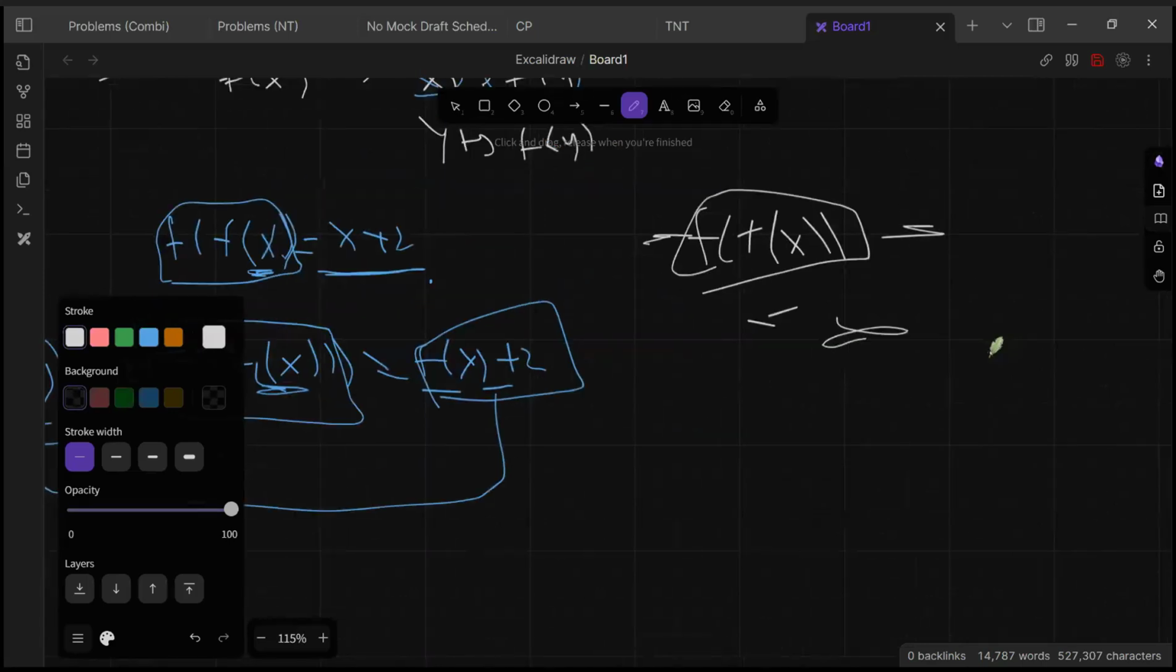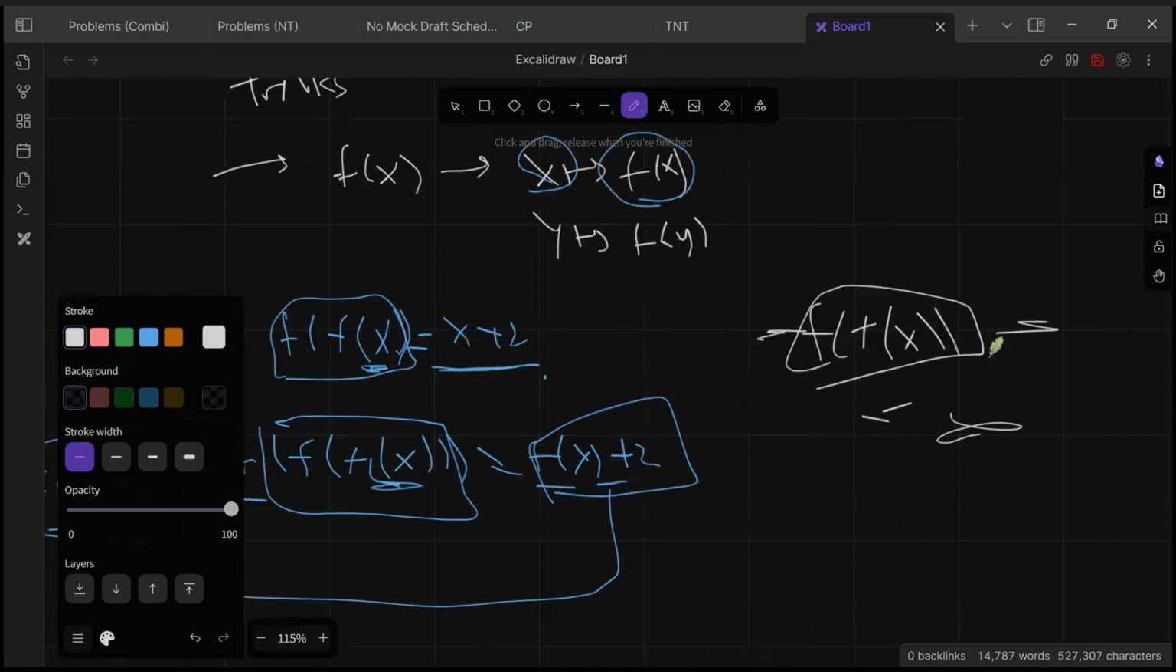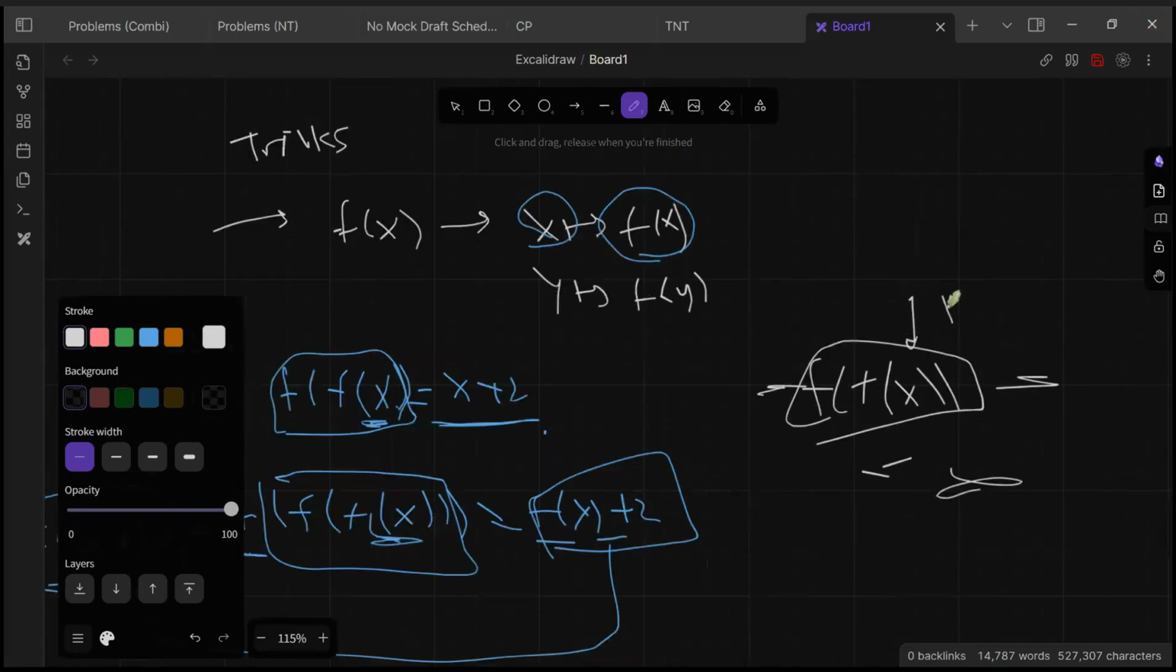So yeah, of course, keep in mind what you're substituting in. In general, when you substitute f of x inside here, it's always a good thing to check whether it works or not, whether you can substitute something in or not.